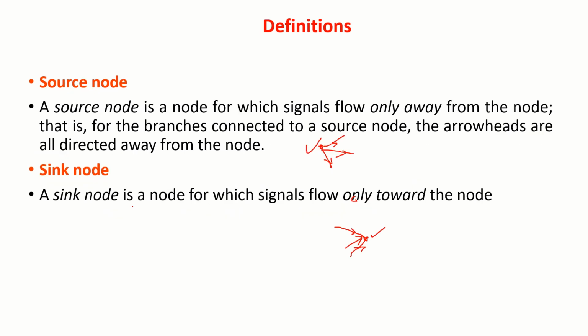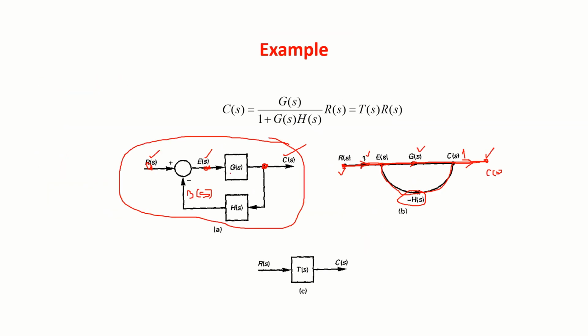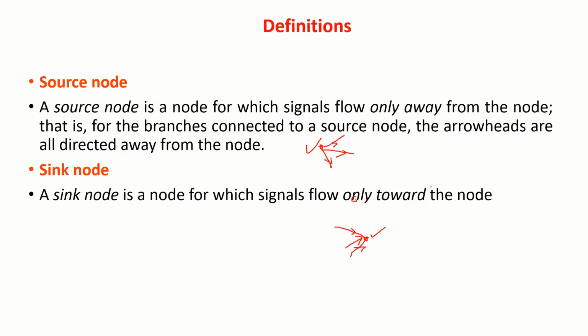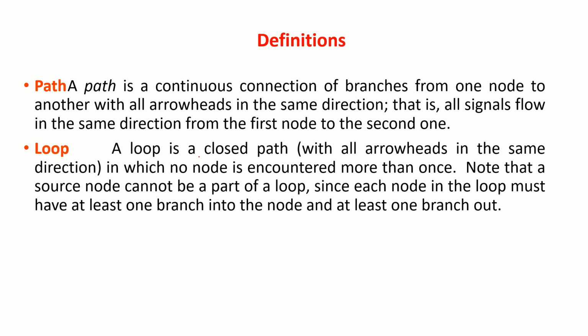Loop. You start from a point, move in the direction of the arrow, and come back to the same point. That becomes a loop. But you should not cross any node more than once. A loop is a closed path in which no node is encountered more than once. That's very important. Should not cross any node more than once.